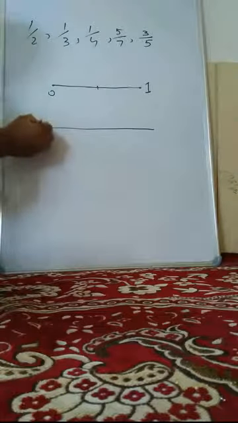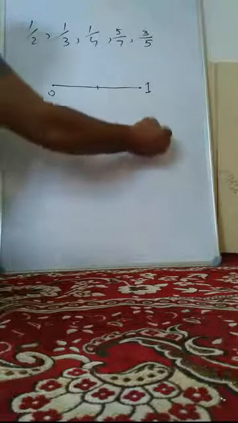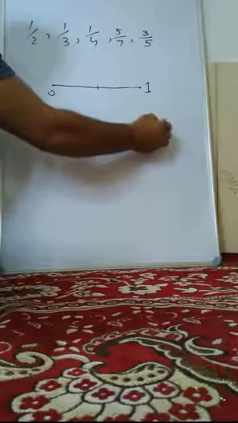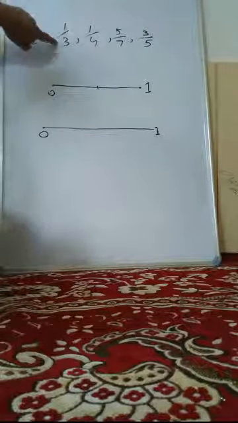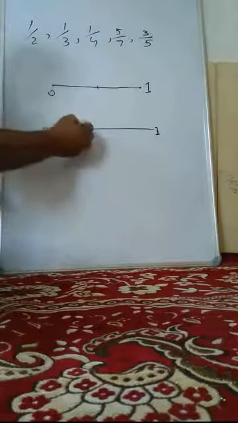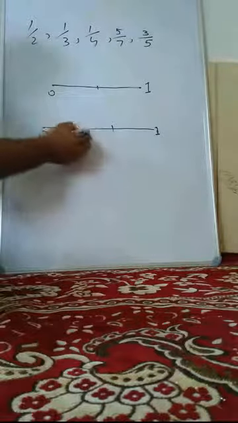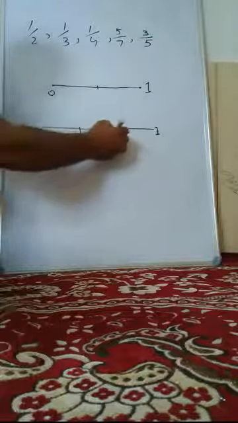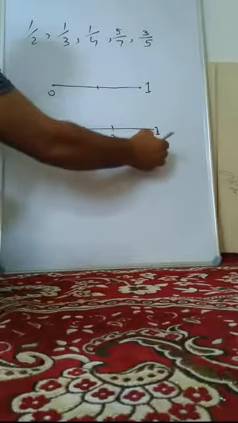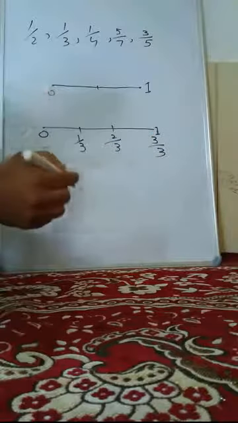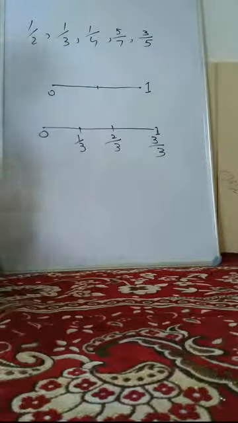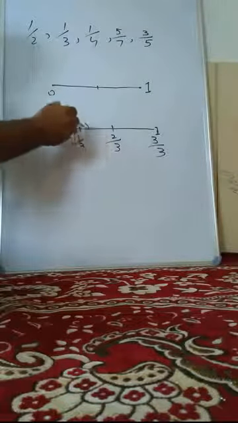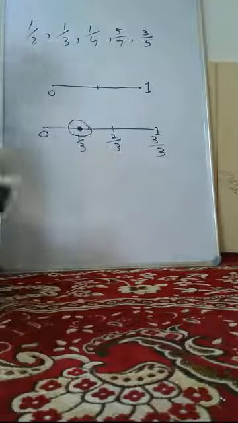Now let's plot 1 by 3. This point is 0. This is 1. Divide it into 3 equal parts: 1, 2 and 3. This is 1 by 3. This is 2 by 3. And this point is 3 by 3, which equals 1. 3 by 3 means 1. This point is 1 by 3. 1 by 3 lies at this point.